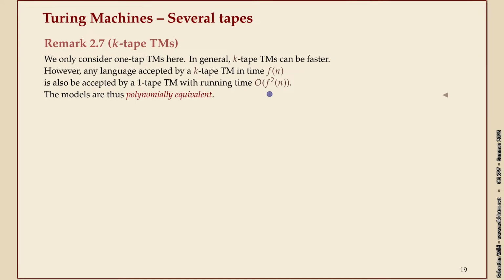It just means we don't have to bother with several tapes for the definitions of what a computation is, but we could use several tapes to describe a computation and then invoke this result to say there is a way to do it with 1 tape. It's just going to be more tedious and a bit slower. I wanted to throw in this vocabulary here: models are polynomially equivalent when one can simulate the other, where the time might blow up, but only by a polynomial amount.